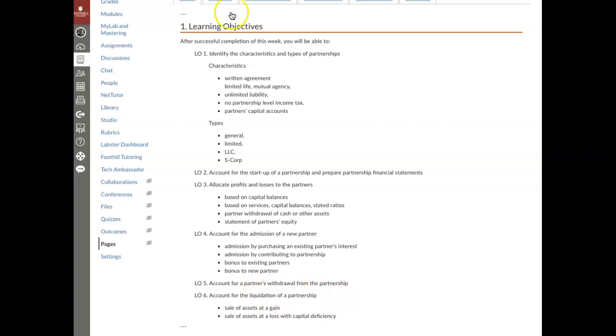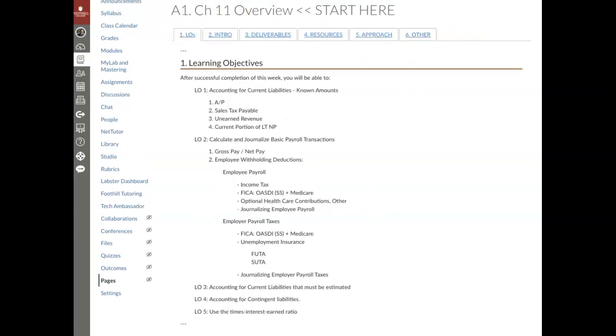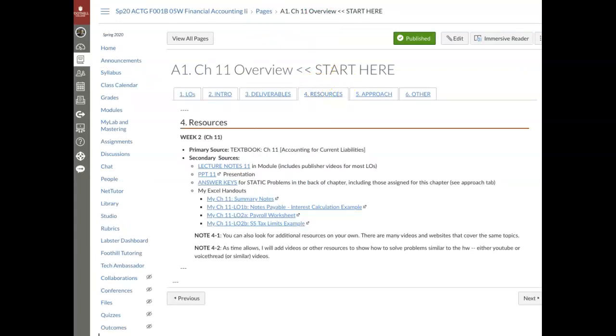As usual, both Chapter 11 and 12 overview pages include several other tabs that provide the timing of the respective deliverables, some resources that include answer keys, handouts, and presentations to help you supplement your reading, and my suggested approach to each chapter.